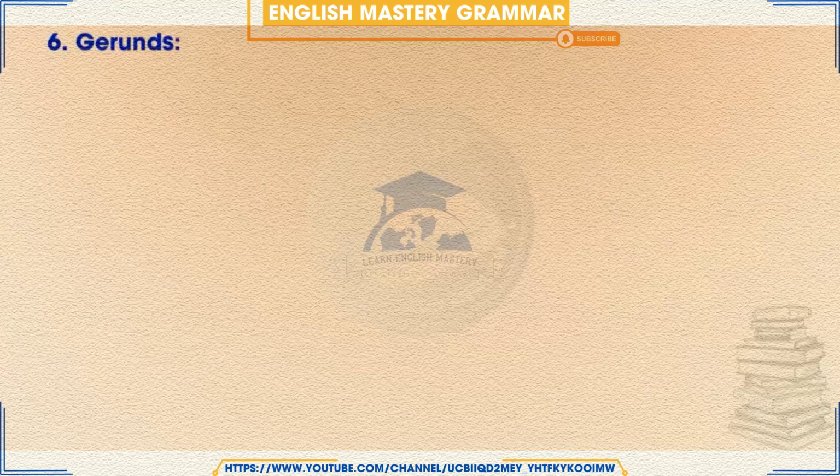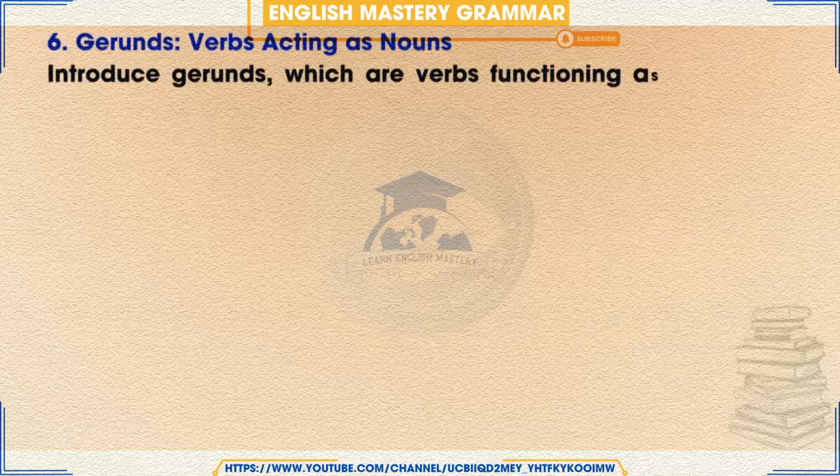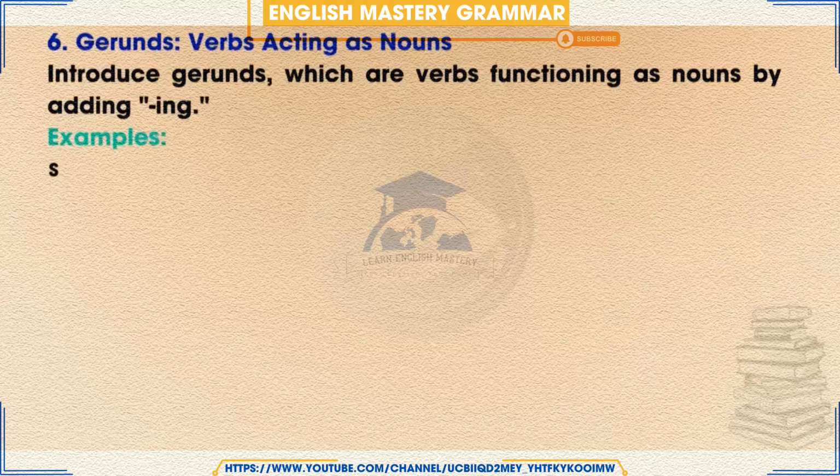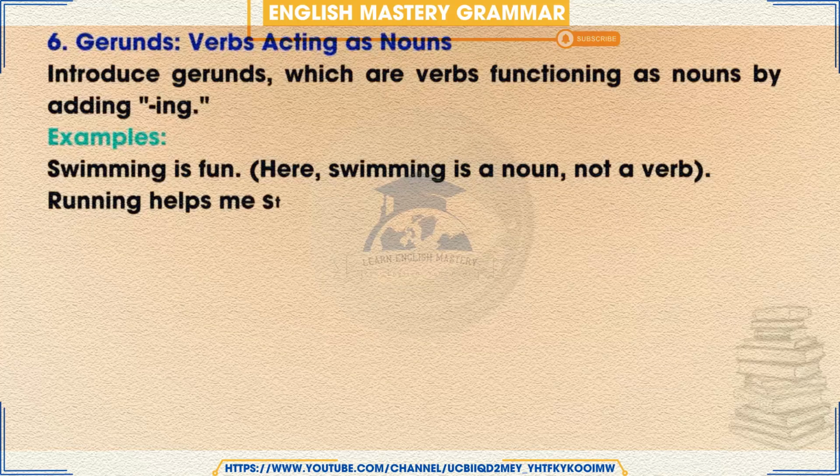6. Gerunds, verbs acting as nouns. Introduce gerunds, which are verbs functioning as nouns by adding ing. Examples: Swimming is fun. Here, swimming is a noun, not a verb. Running helps me stay healthy.